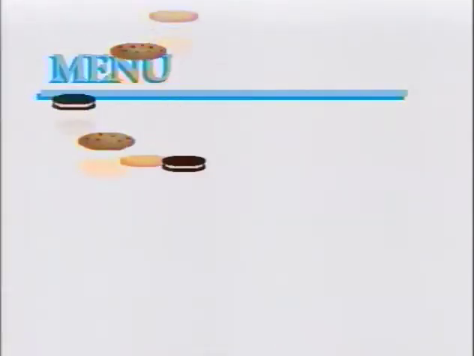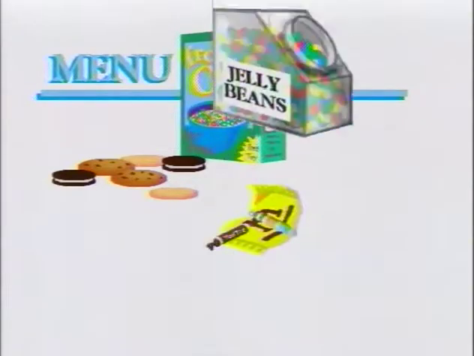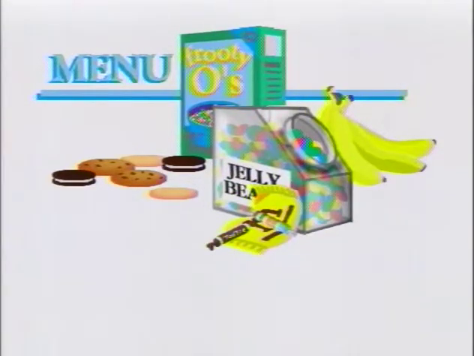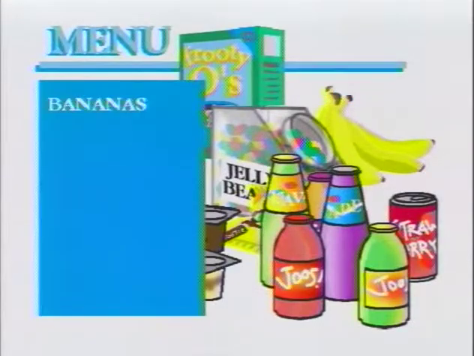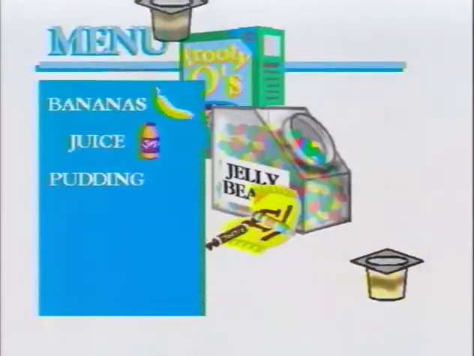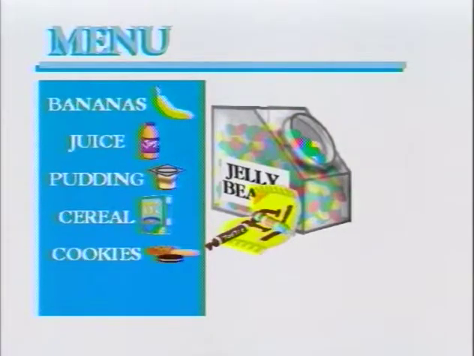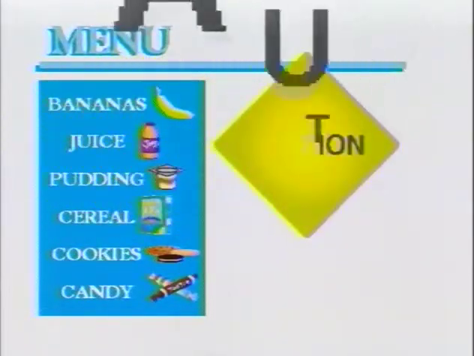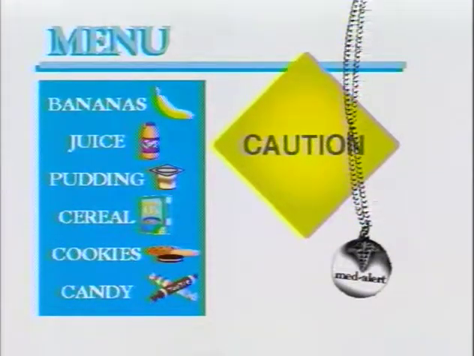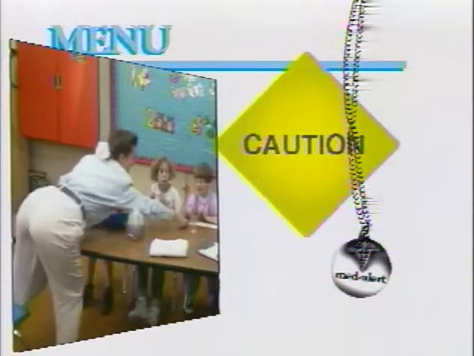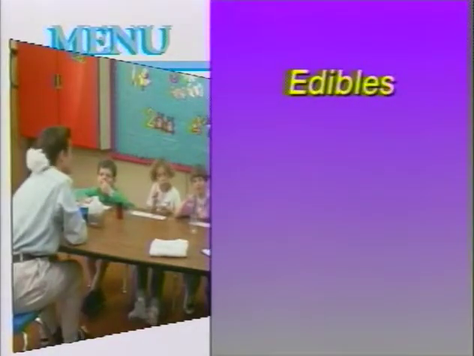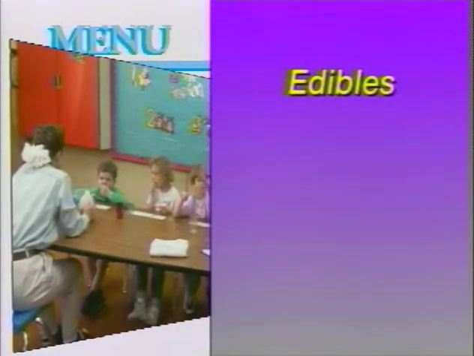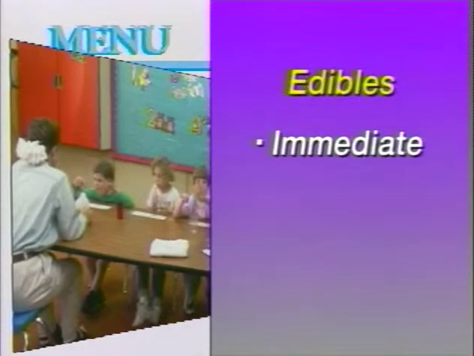One way is to provide a menu of edibles, such as cookies, cereal, candy, bananas, pudding, and juice. Start by using the most nutritious food. When using edibles, be sure to check with parents regarding students' food allergies or other medical problems, such as diabetes. Also, use caution with younger children who may choke on smaller foods, such as raisins or grapes. Overall, edible reinforcers are highly effective for students who initially require immediate reinforcement in smaller amounts.